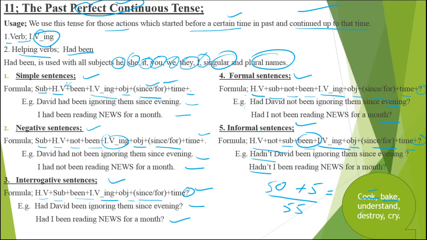Now here we have understand. You understand, you do not, do you not, don't you; you understood, you did not, did you not, didn't you understand; you will not, will you not, won't you understand the lecture; you are not, are you not, aren't you; you were not, were you not, weren't you; you will be, you will not be, will you be, won't you be understanding the lecture; you have not, have you not, haven't you; you had not, had you not, hadn't you; you will have, you will not have, will you not have, won't you have understood the lecture; you have been, you have not been, have you not been, haven't you been; you had been, you had not been, had you not been, hadn't you been understanding the lecture for a month, etc.